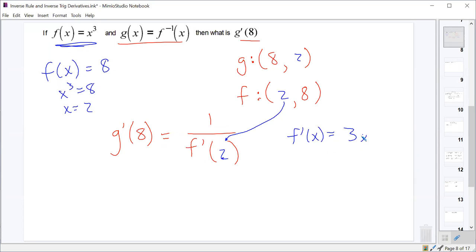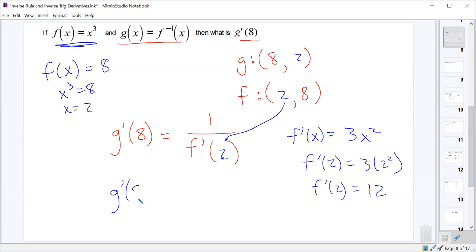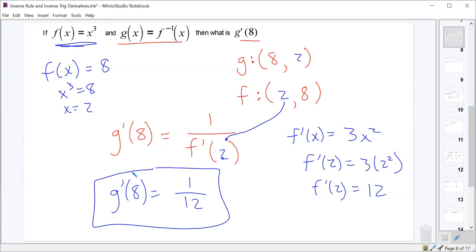3x squared. 3x squared, right? Which tells us that f prime of 2 is 3 times 2 squared, or 12. So f prime of 2 is 12. So g prime of 8 must be 1 over 12. Good or no?